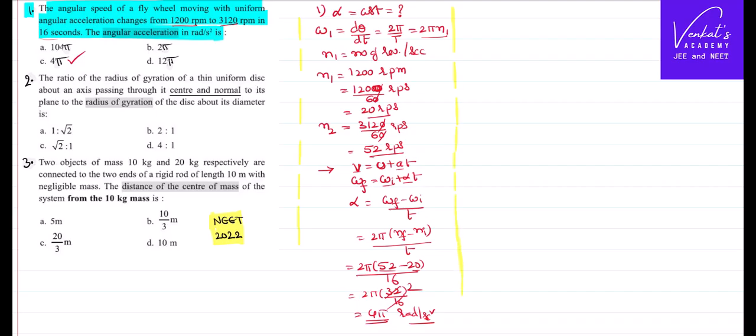Let us go to the second question. What does this question say? The ratio of the radius of gyration of a thin uniform disc about an axis passing through the center normal to its plane to the radius of gyration of the disc about its diameter is. So, there are 2 cases in this. First of all, I need to know it is a disc, a filled one, inside it is not empty, it is not a ring, it is filled.